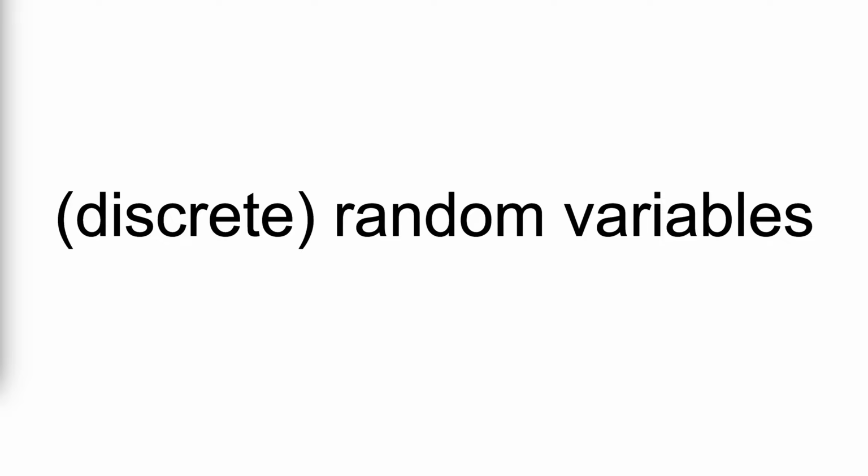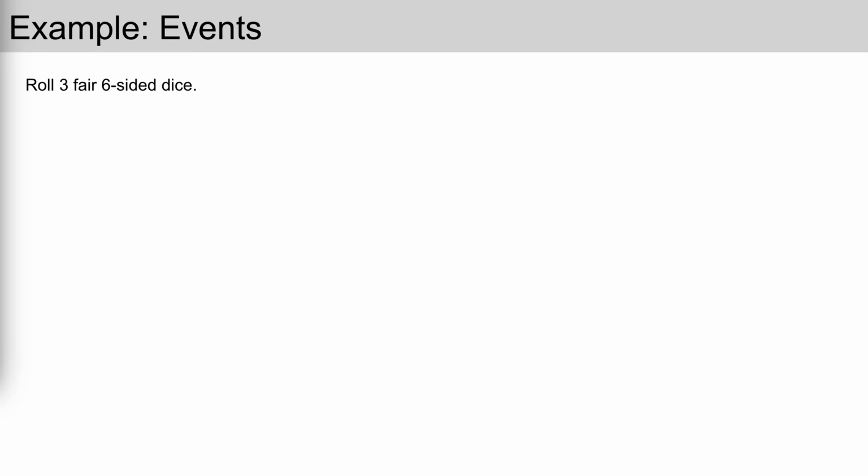In this video, we'll explore random variables in general and discrete random variables in particular. Consider an example. Suppose we roll 3 fair 6-sided dice. Then there are 6 cubed, or 216 possible outcomes.